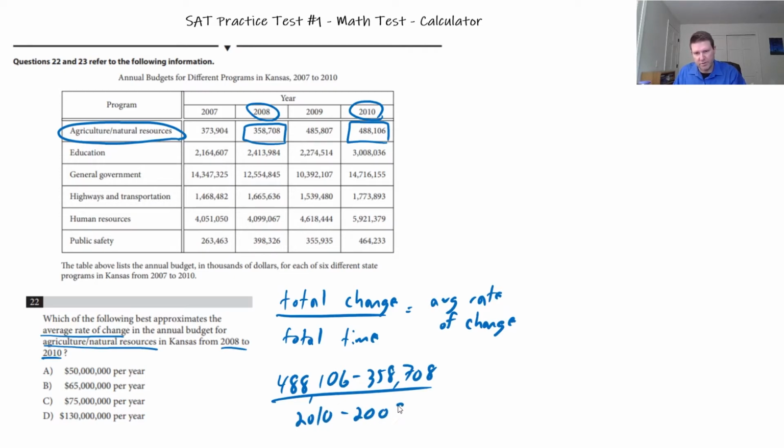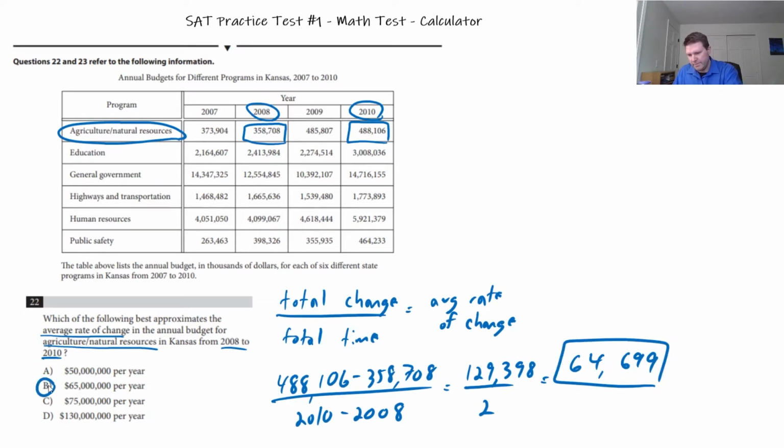This is just a slope formula, but you could commonsensically be like, that's 2 years, right? So the number you get from this is 129,398 divided by 2. And then once you do that out, 64,699. And the closest option is B. So we got something that was in thousands because the table is expressed in thousands. So basically, it's this many thousand, which really means this as the number, which is 65 million.